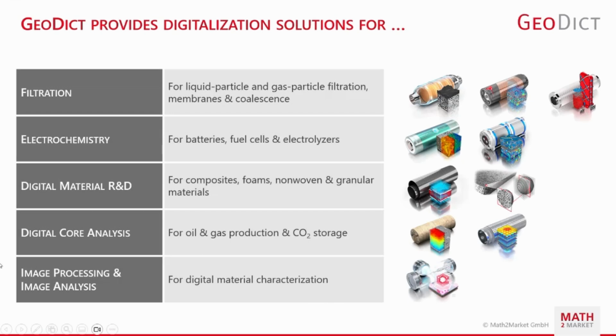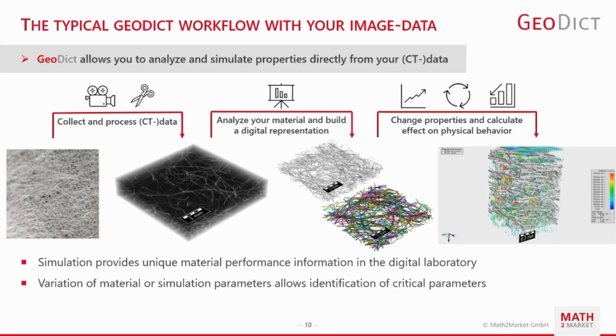And now this topic on its own is also interesting, also without simulation. So we're putting a bit of a spotlight on that at the moment. The typical GeoDict workflow is like this from left to right. You collect CT data, analyze and segment the material. So there's a digital segmentation and a digital representation of the structure.